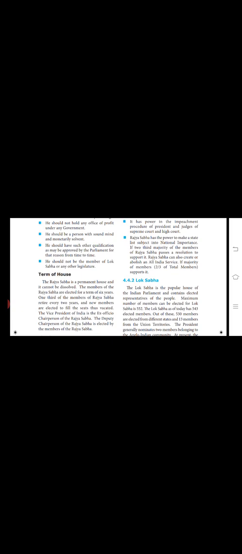The fifth point is that Rajya Sabha has the power to make a state list subject one of national importance. If a two-thirds majority of the members of Rajya Sabha passes a resolution to support it, Rajya Sabha can also create or abolish any Indian state. So for any decision, if two-thirds of the Rajya Sabha members agree, it can be passed.